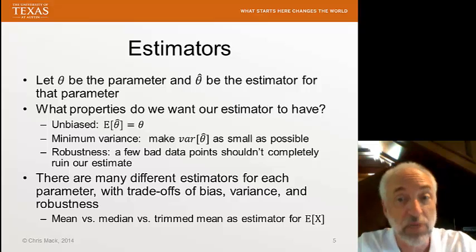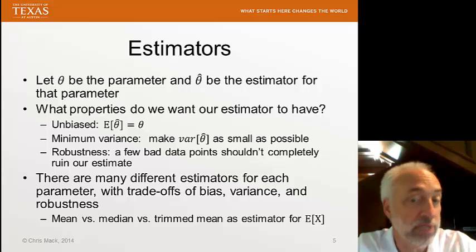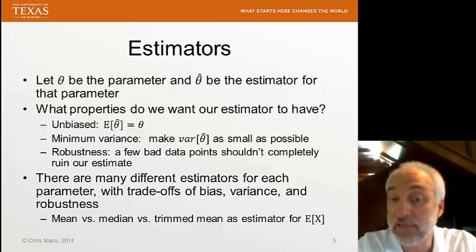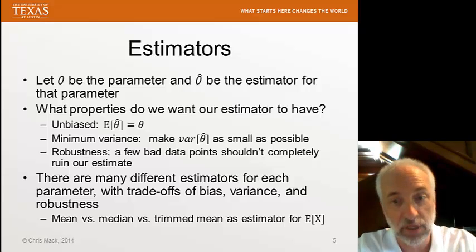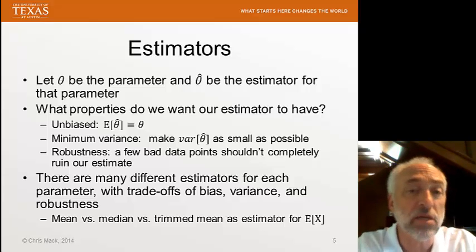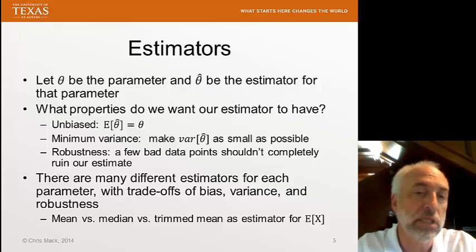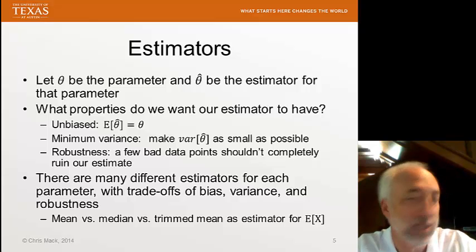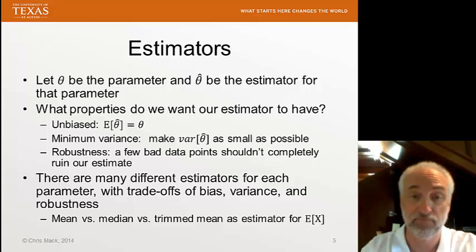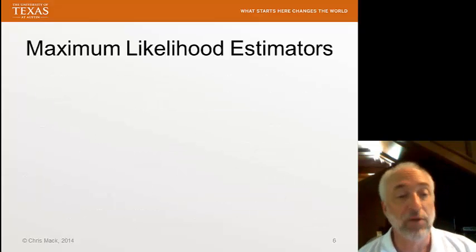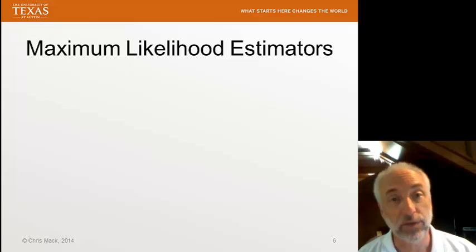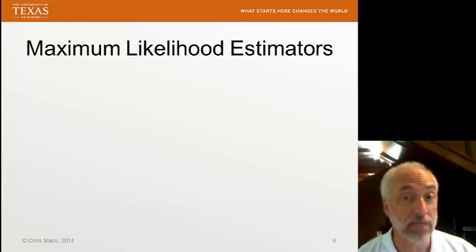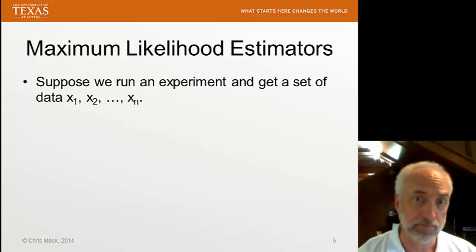It has a slightly bigger variance, but it is robust at up to 20% of the data, and it's unbiased even if I have an asymmetric underlying distribution. So you see there are trade-offs for these properties, and one estimator that does it all generally doesn't exist. Now, with that discussion in mind, let's talk about the most important and most popular kind of estimators used in all of statistics, the maximum likelihood estimators.